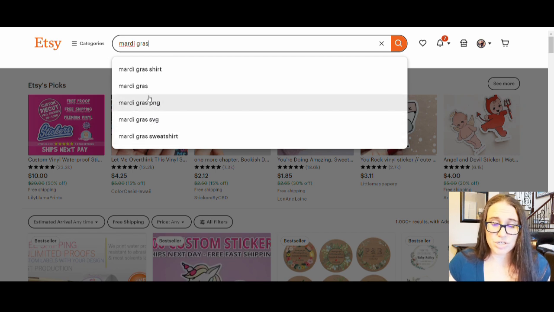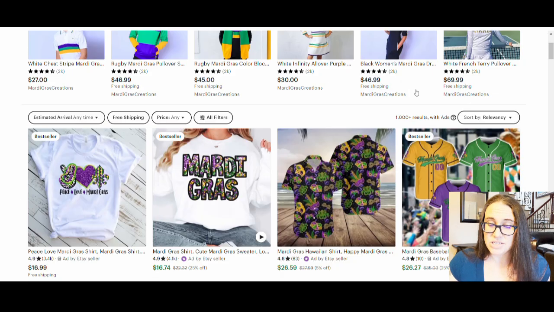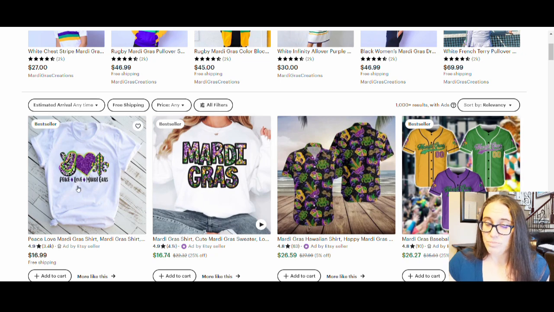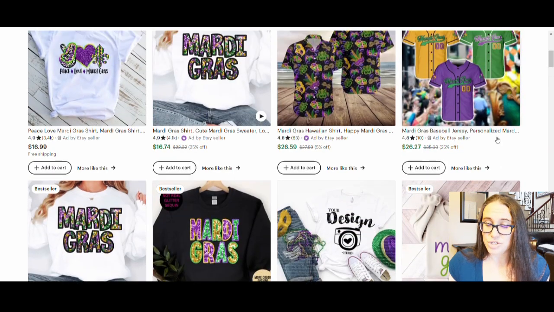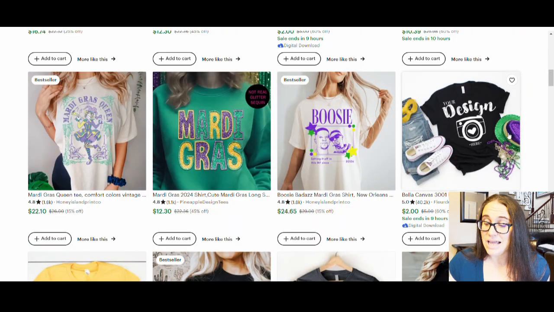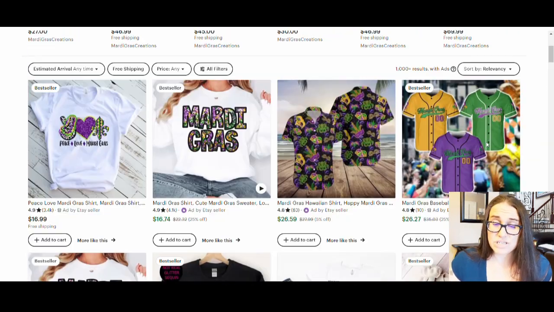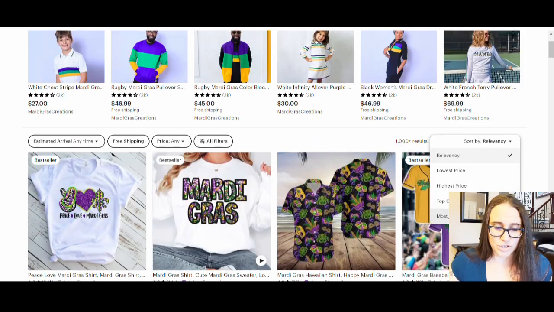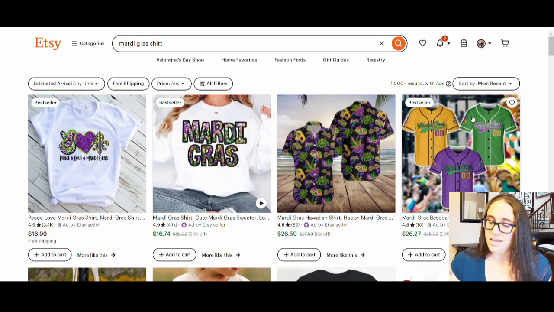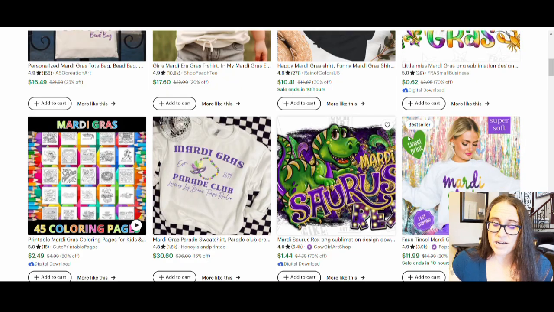Mardi Gras sweatshirt, so I could go with Mardi Gras shirt and see what kinds of Mardi Gras shirts come up, and there's all different kinds. Obviously, you can see, again, there's some embroidered, there's some just print-on ones, there's some that are just selling digital downloads again. And of course, I can do the same thing, sort by most recent to see what is either just put up or just sold. And so that, again, gives me some good ideas. There's a tote bag of what kind of products are popular and selling.